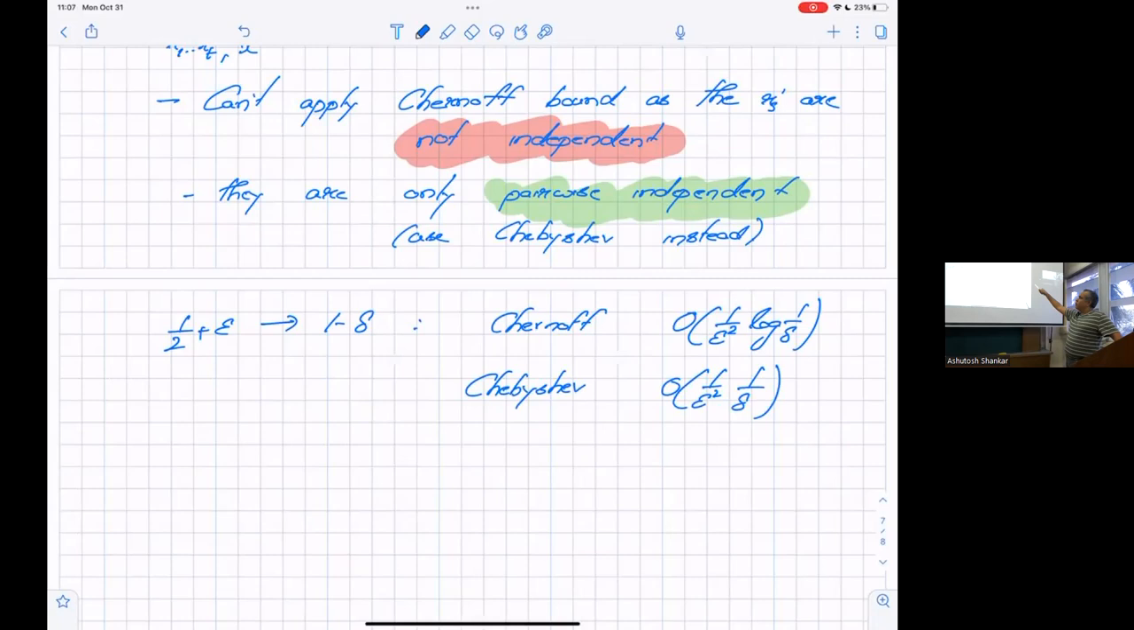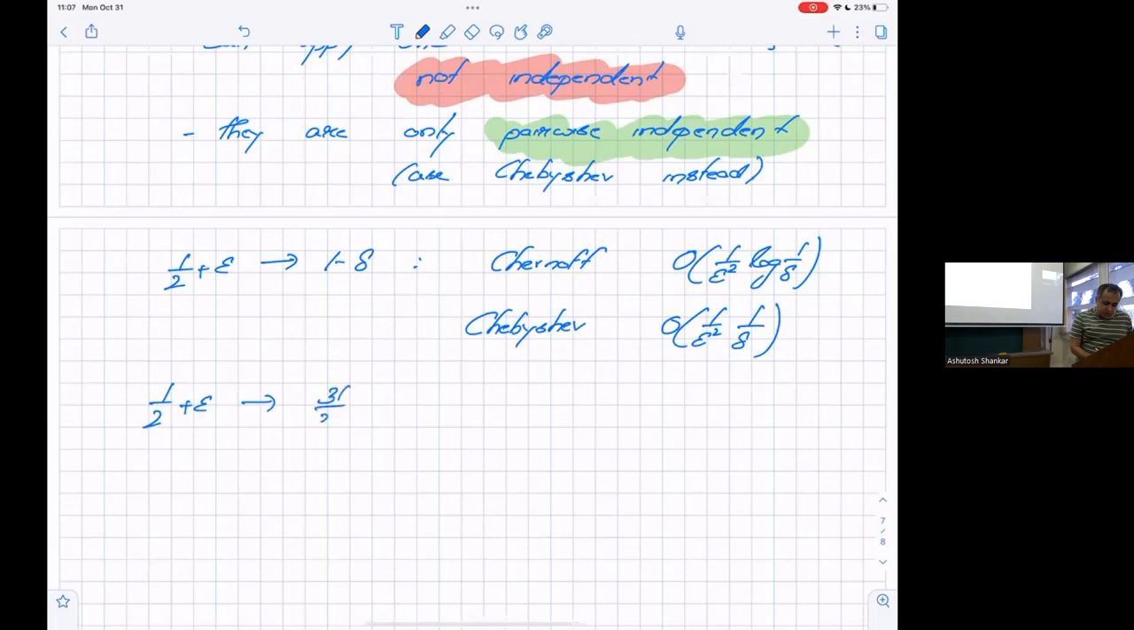Notice that the difference is between log 1 over delta and 1 over delta. But we want to push half plus epsilon to 31 by 32, so delta here is a constant for us. It doesn't matter whether you use Chernoff or Chebyshev. We might as well use Chebyshev for it. So it's okay.